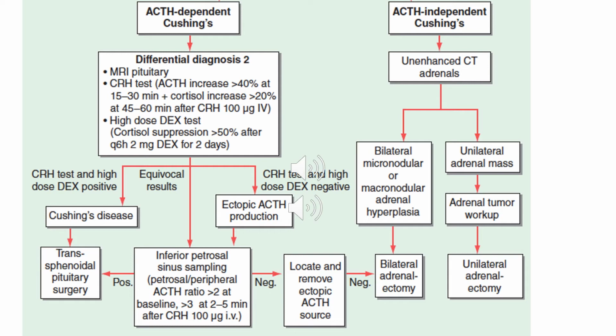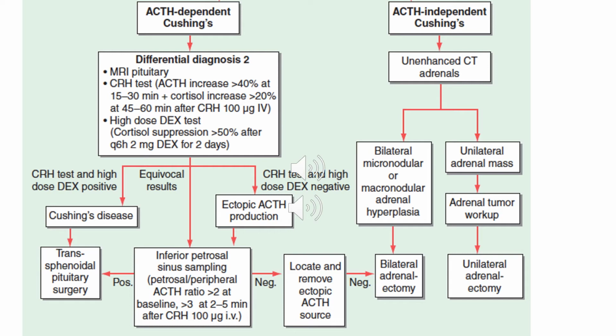Now, if the CRH test and high-dose dexamethasone test are positive, then this is a case of Cushing's disease, and we have to refer this patient for transsphenoidal pituitary surgery. On the other hand, if the CRH test and high-dose dexamethasone are negative, then we might be dealing with a case of ectopic ACTH production. If this is so, we have to do further testing. And if the tests are equivocal, we also have to do some further testing. We do the inferior petrosal sinus sampling.